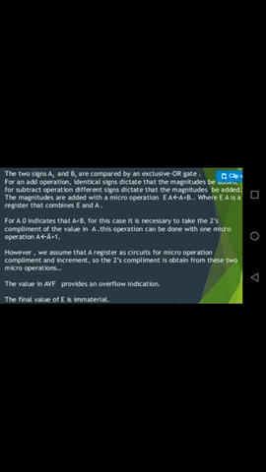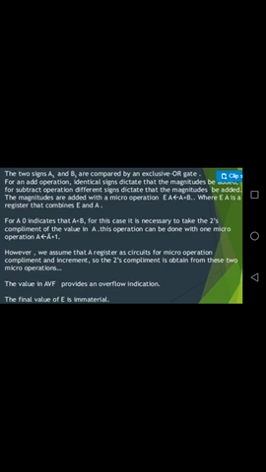For A, 0 indicates that A is less than B. For this case, it is necessary to take the 2's complement of the value in A. This operation can be done with one micro operation. However, we assume that the A register has circuits for the micro operations complement and increment. So we are performing the complement and increment as a register operation. So the 2's complement is obtained from these two micro operations. The value AVF provides an overflow condition. The final value of E is immaterial.